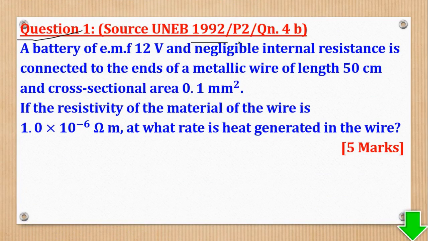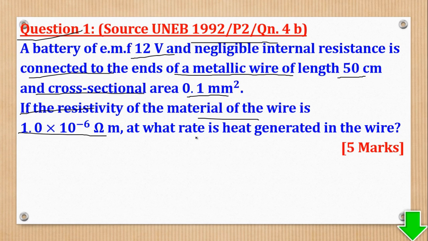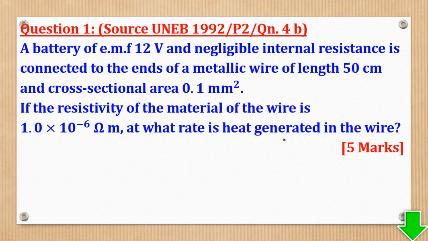Question 1 came from UNEB 1999, paper 2, question 4b, and it says, a battery of E.M.F 12 volt and negligible internal resistance is connected to the ends of a metallic wire of length 50 centimeters and cross-section area 0.1 millimeter squared. If the resistivity of the material of the wire is this, at what rate is heat generated in the wire? Rate of heat generated is power.